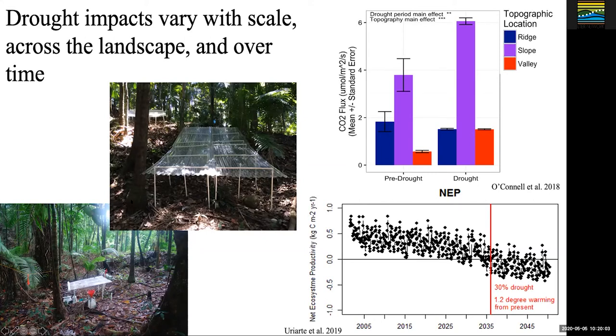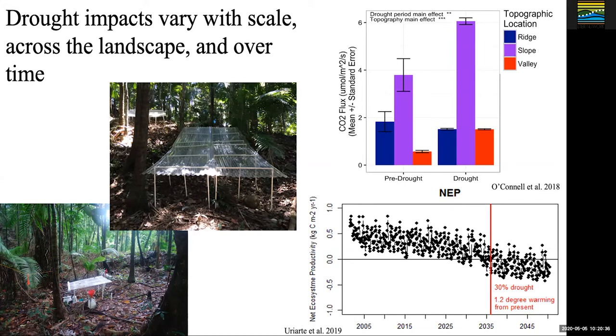And what we saw when we dry at a small scale is a decline in soil respiration of CO2. But during the big drought, where we see an effect on trees, we actually saw an increase in soil respiration in both the slopes and in the valley environments. These were big, significant changes. When we model this out into the future, we see a suggestion that net ecosystem production and thus overall carbon cycling is going to slow down over time, especially when coupled with the warming that's projected.